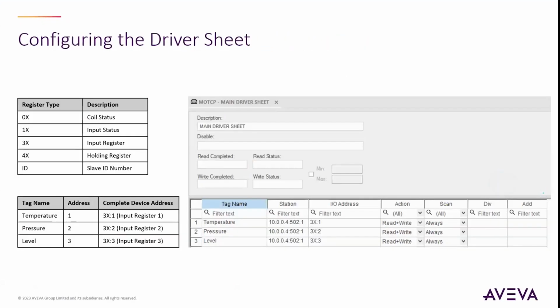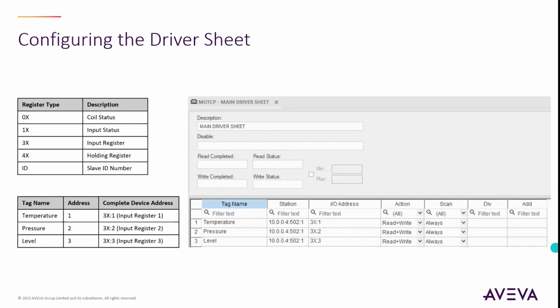One other thing about the main driver sheet is that we have four status fields: read complete, write complete, read status, and write status. These actually help with troubleshooting. A lot of our customers don't necessarily use these status fields, but they really should be, because if you need support, the first question support is going to ask you is, what's the error code? And that comes from these status fields.